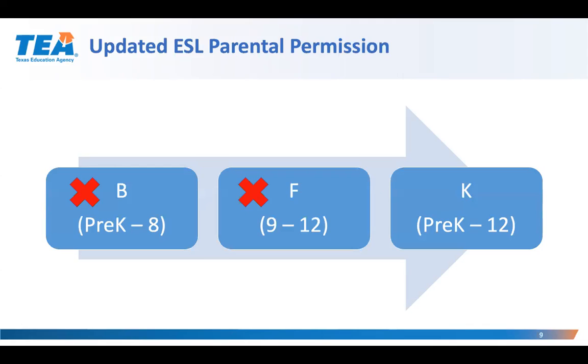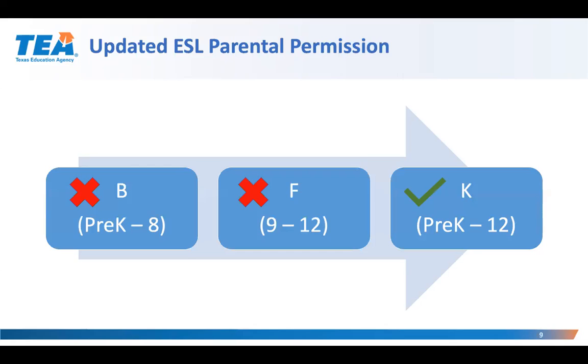Now we have a new parental permission code, and that is code K. Now notice here that this indicates pre-K to 12. However, this includes pre-K, which would also include students coded as EE. And we will discuss this a little bit later within the video.